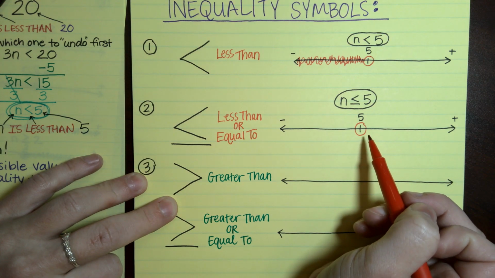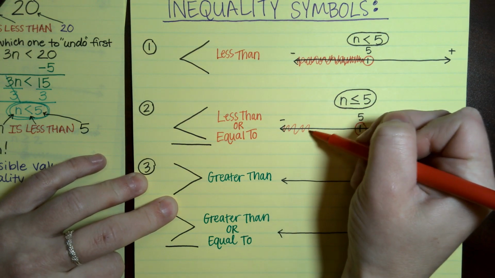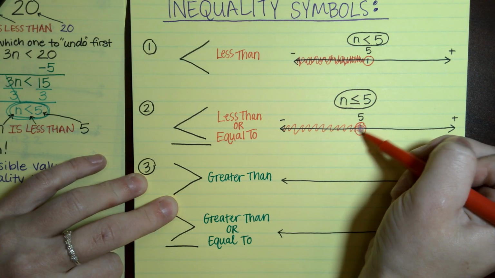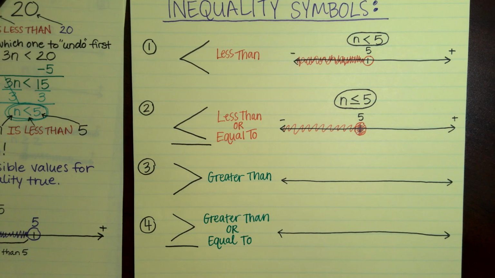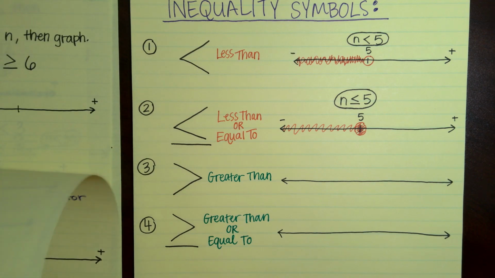Yep, still do, because N can either be less than 5 or it can be equal to 5. That's the only thing different, guys. You just color the circle in this time. That's it. And I'll show you this just for fun.